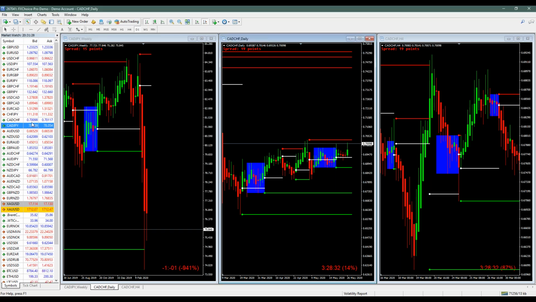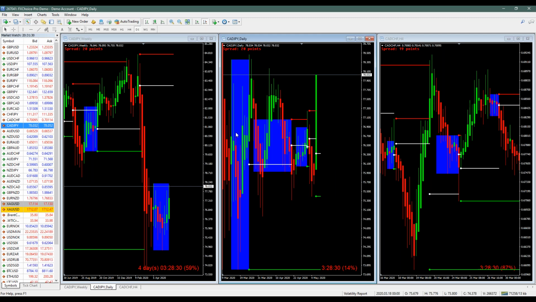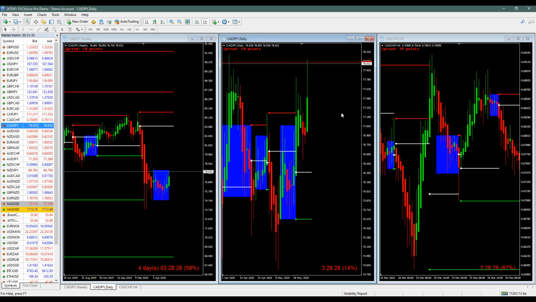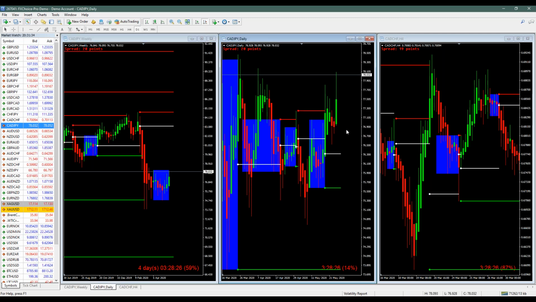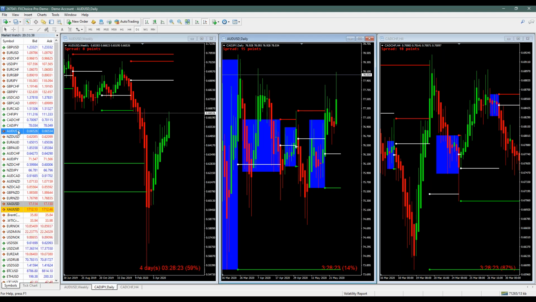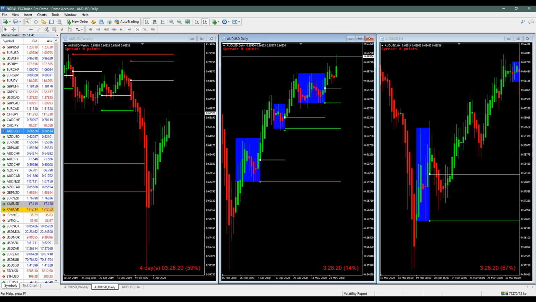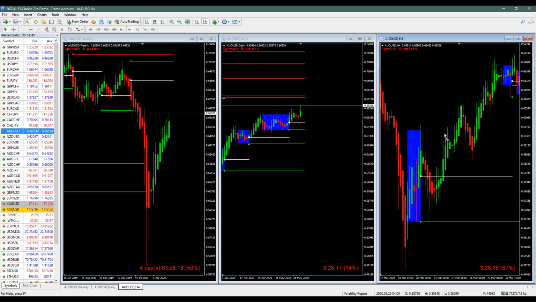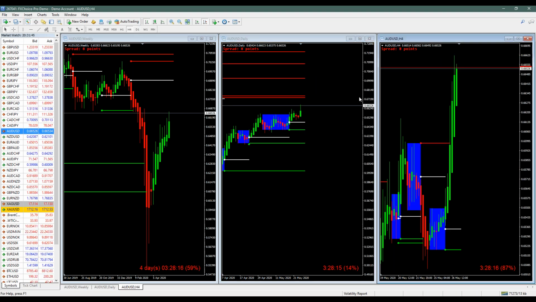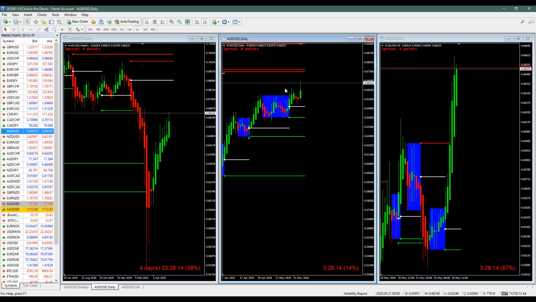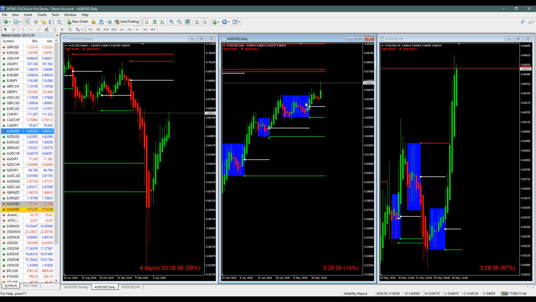Okay, so let's go ahead and move into CAD yen, and this one's already not in the running. Next. So, Aussie dollar. I don't like that we didn't have a super clear reaction to the expansion lines. We've had two pairs now that have had a real clean bounce off of it.